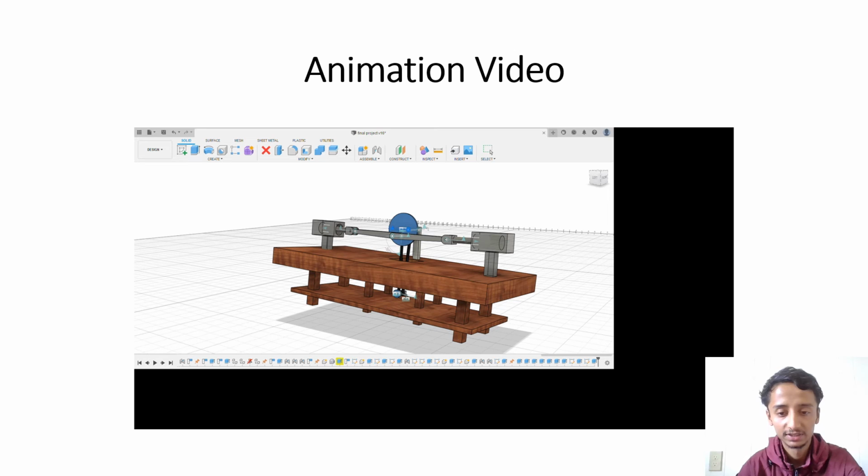This is our animation video. We see that the motor rotates, it in turn rotates the larger wheel, which gives the reciprocating motion to the piston, and finally the output is given to the cylinder.